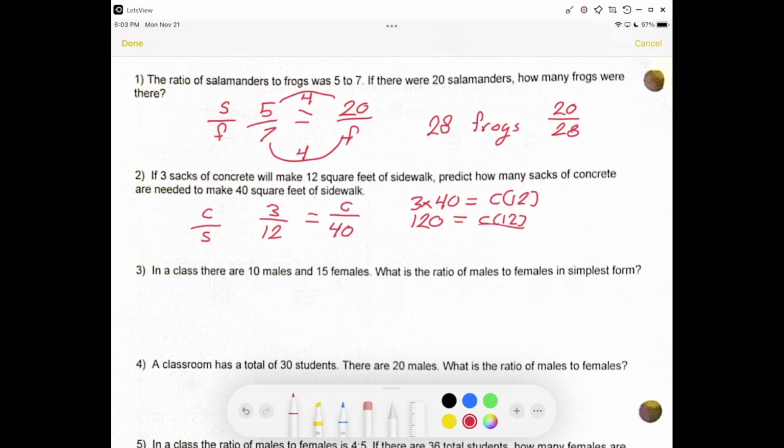And now we simply divide by 12 on either side. This one gets crossed out, and we are left with 10. So it would require 10 sacks of concrete to make 40 square feet of sidewalk. So our ratio will look something like this, 10 to 40. Or we can also just break this down and write 1 over 4, which is our simplest ratio. Let's move on to question number 3.